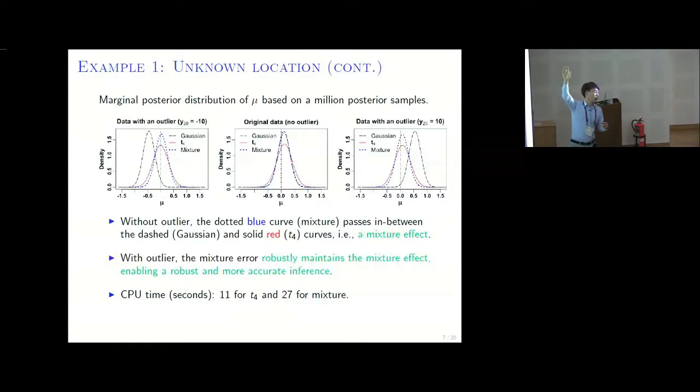When there exists an outlier, the Gaussian error model, denoted by the dashed black curve, deviates from the truth severely. But the robust error models, for example, the T error or mixture error models, maintain the mixture effect robustly. Because of this mixture effect, in the presence of outlier, the mixture error model leads to more accurate inference on the parameter value.